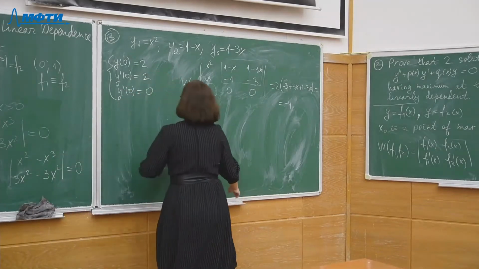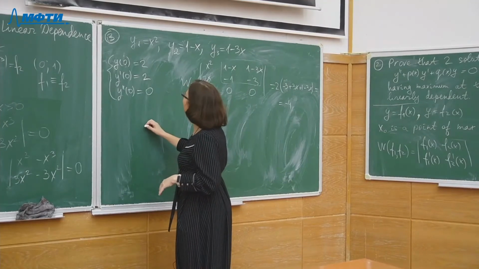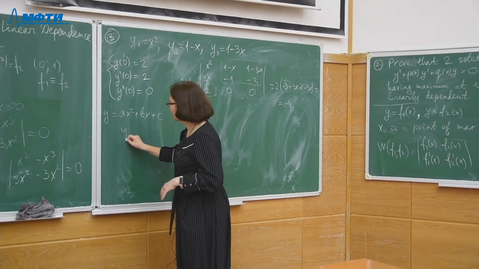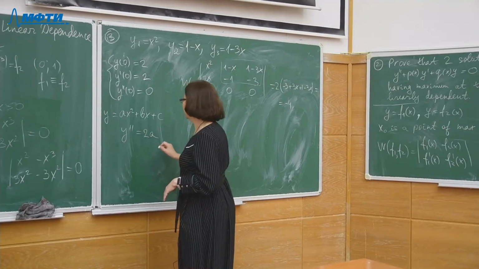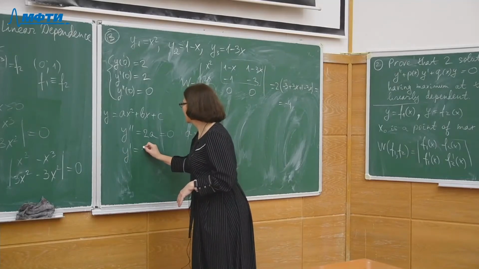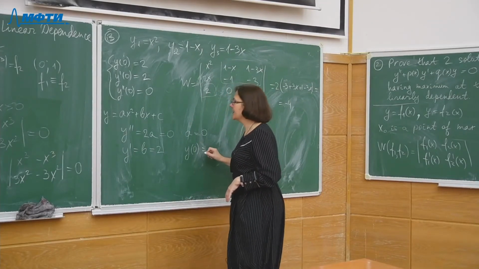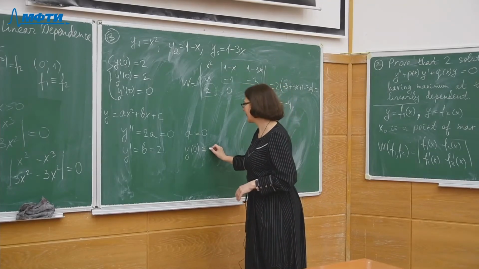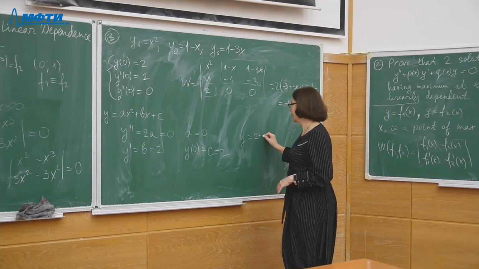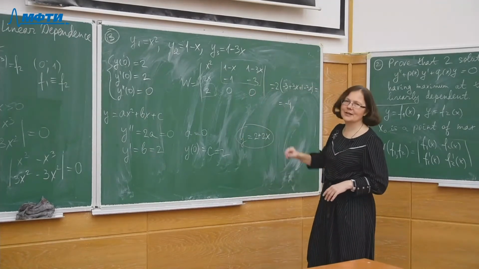But we're trying to find. Yes. Let's try to achieve this. You think that it is impossible, right? So y equals ax squared plus bx plus c. Then the second derivative is 2a, and it is 0, so a is 0. So y prime is equal to b. b is 2. And y of 0 is equal to c, so c is also 2. Then our function is 2 plus 2x, I think. Right. And it can be represented as the linear combination of these functions, right?